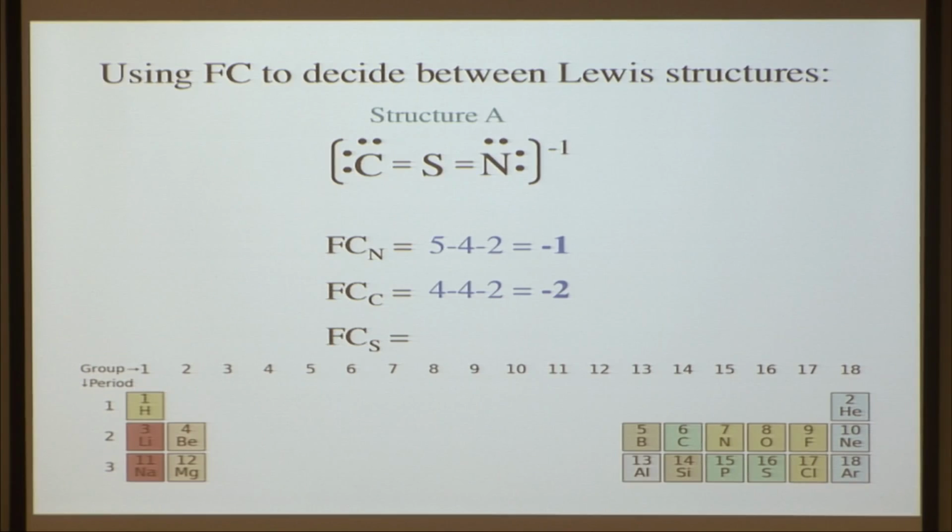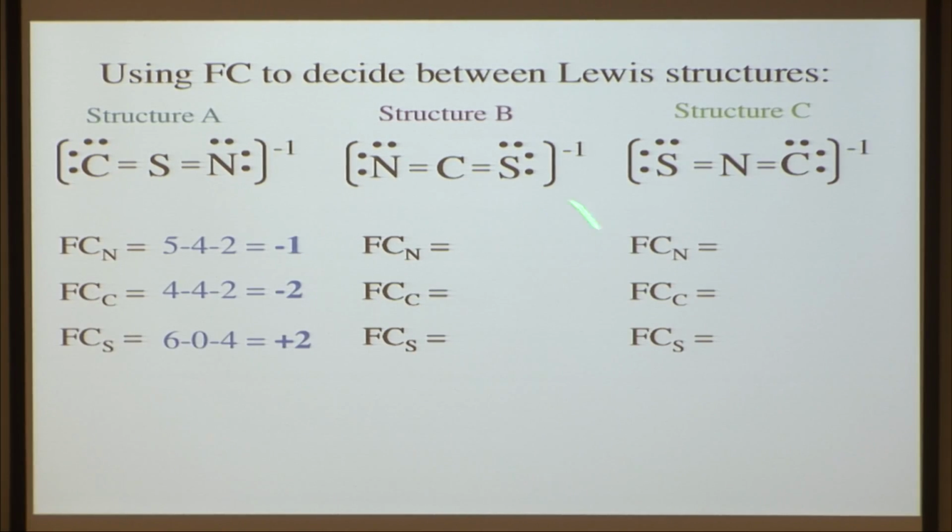We can look at carbon. Carbon has 4 valence electrons, 4 lone pair electrons, and half of 4 bonding electrons. So it has a charge of -2. Then we can look at sulfur. Sulfur has 6 valence electrons, 0 lone pairs, and half of 8 bonding electrons. So it has a formal charge of +2. So overall, this does equal the -1, so it's a valid structure. But is that the lowest energy one?